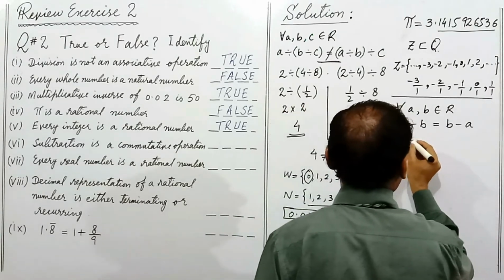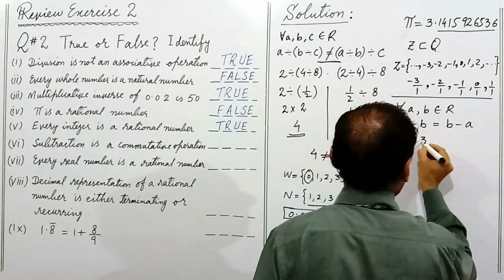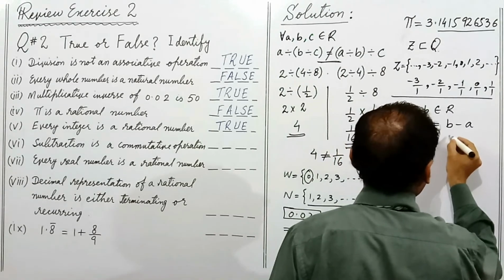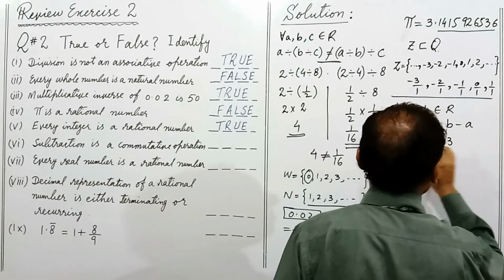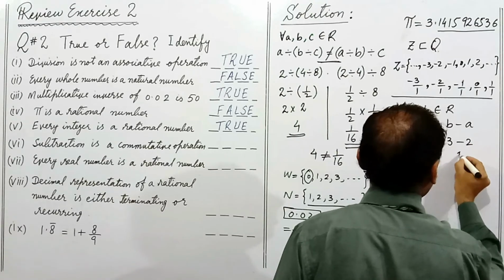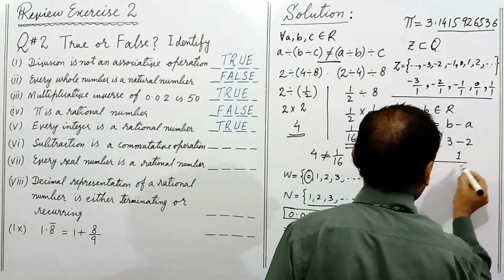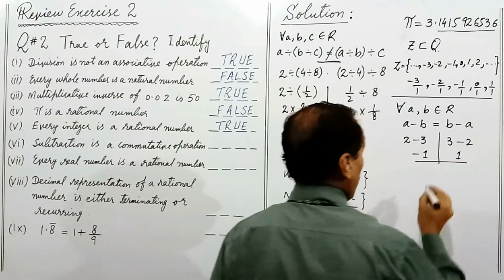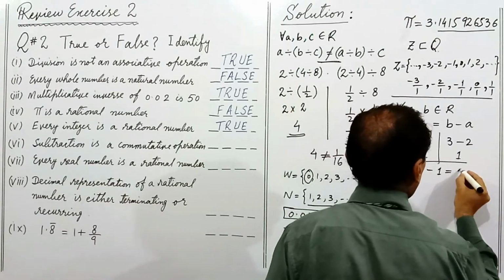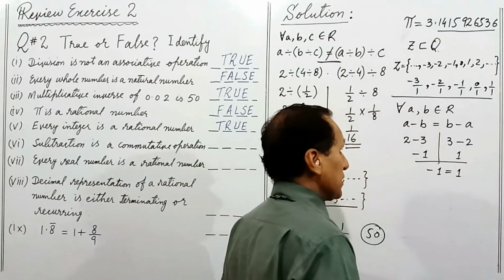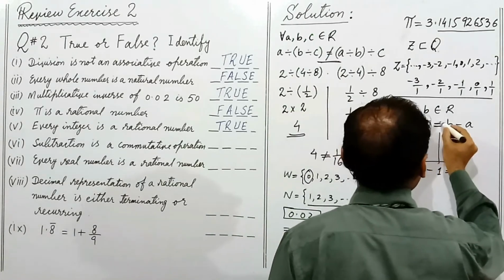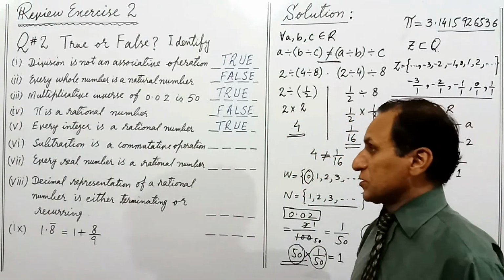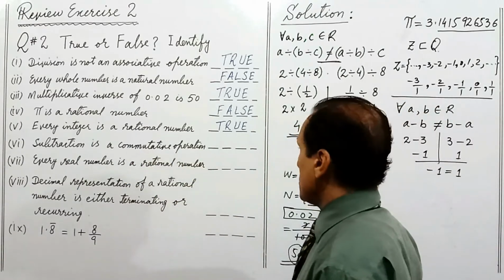We take the value of a, let's suppose 2, and the value of b is 3. So 2 minus 3 is equal to -1. The value of b is 3 and the value of a is 2, so 3 minus 2 is equal to 1. But what do we get over here? -1 and 1 on the left hand and right hand side. -1 can never be equal to 1. So that means a minus b is not equal to b minus a, and subtraction is not a commutative operation. Hence the statement is false.